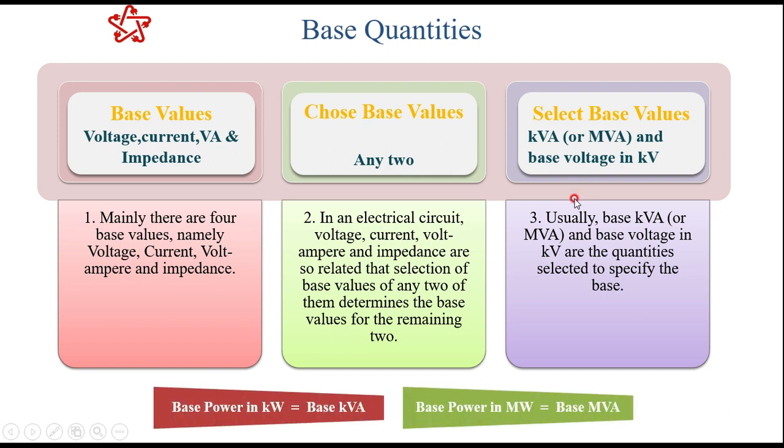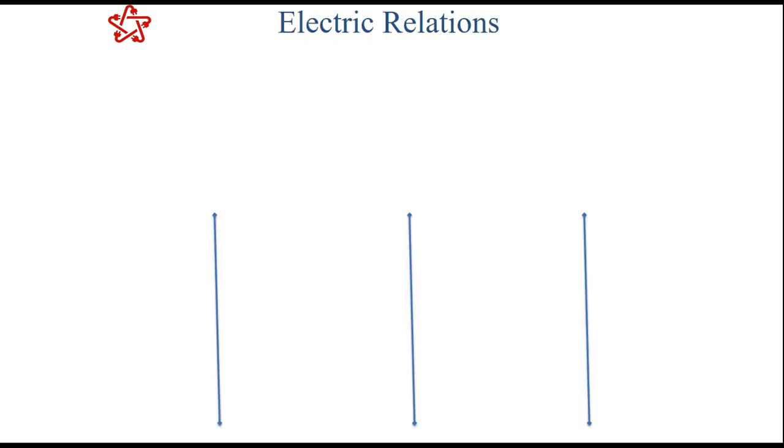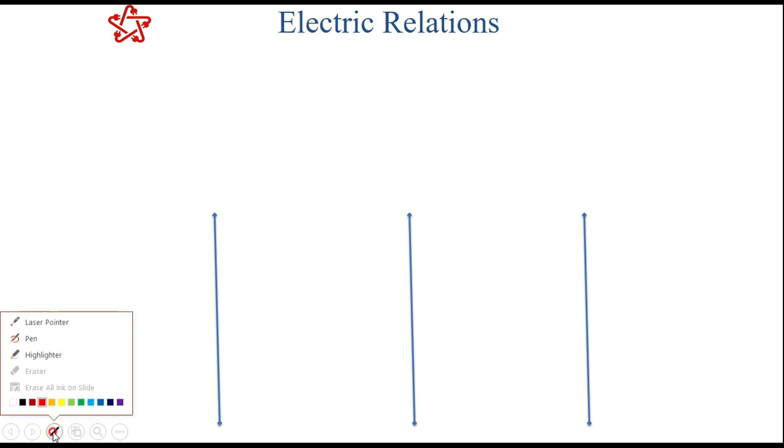If the base power is in kilowatts, in that case you don't choose any base kilowatt in the system; instead you are using the base kVA. Similarly, you are using base MVA. Before going into the depth of the per unit calculations, we'll first see the basic electrical relations relating volt ampere, current and voltage.